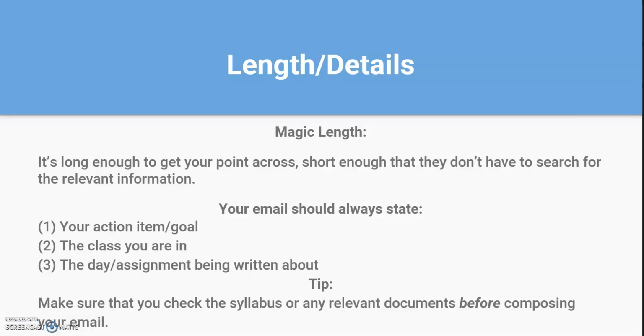So for length and detail, you want it to have the sort of magic length, that it's long enough to get your point across, but short enough that they don't have to search for relevant information through the block of your text. Your email should always include your action item or your goal, the class you're in, and the day or assignment that class is being written about. A good tip is to make sure that you check the syllabus for any relevant documents before composing your email. Again, a lot of the times a professor will just simply ignore your email if the answer you're looking for has been addressed in the syllabus.